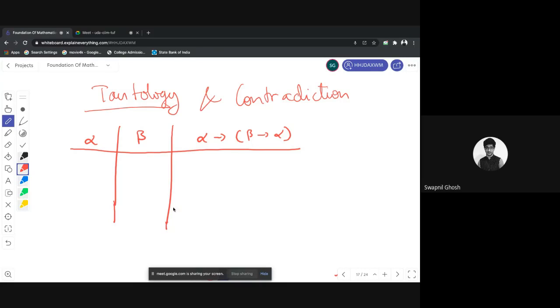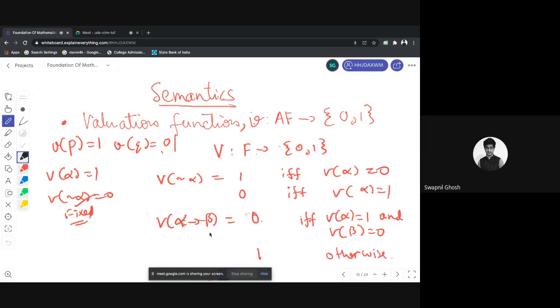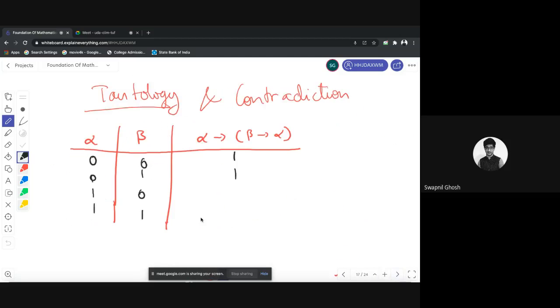So notice that this formula is dependent on its atomic formulas. Whatever value we give, for example, 0, 0, 1, 1, 0, 1, 0, 1. If this is false, then whenever the antecedent of an implication is false, it is obviously true. If alpha is 0, this will always be true, because you remember how we gave the valuation of alpha implies beta. We say that it is only false when this is true and this is false. So in either of these cases, this is false, so it's true.